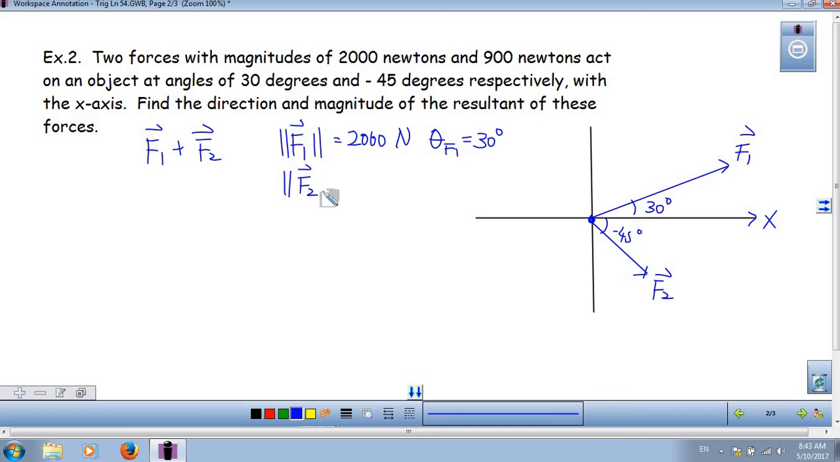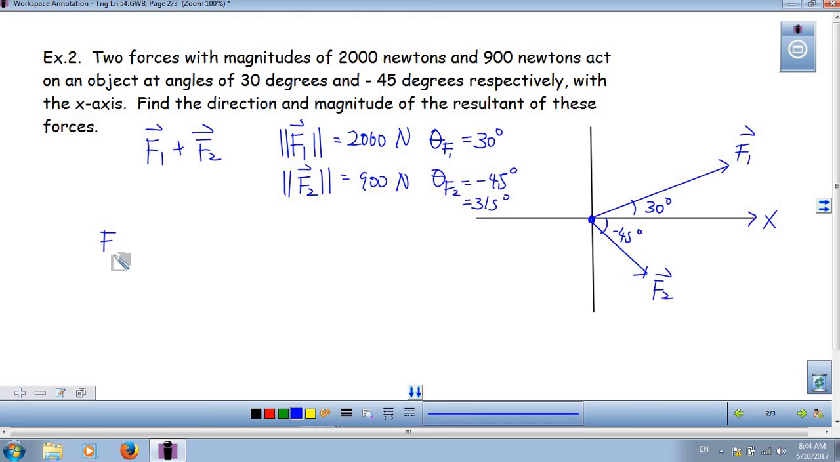Now force 2, the magnitude of force 2 is 900 newtons. And the directional angle of F2 would be equal to negative 45. If I want to represent it using a positive angle, actually I can use negative 45, that's no problem, because it's in quadrant 4, so we really shouldn't have any problem breaking it down into components using negative 45 degrees. Now if you want, you could use 315 degrees. That's a positive equivalent angle for that.